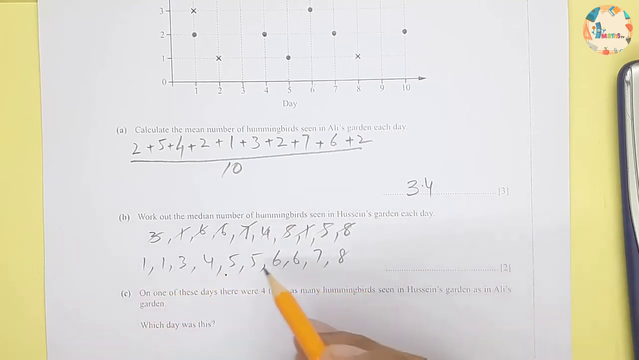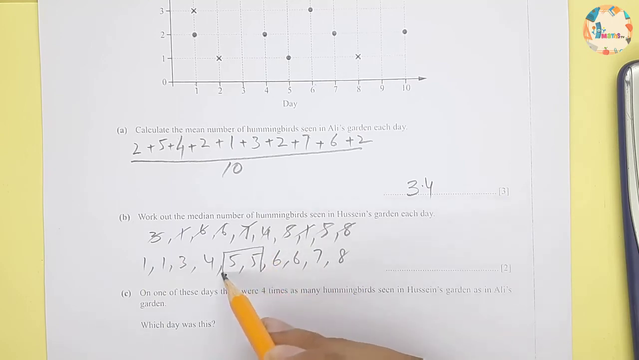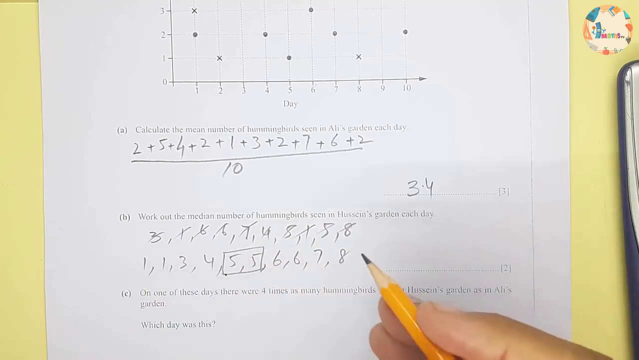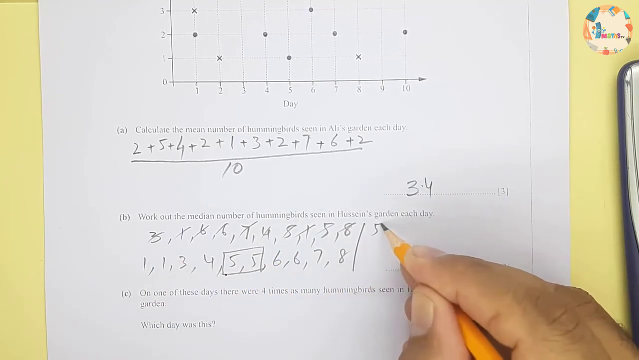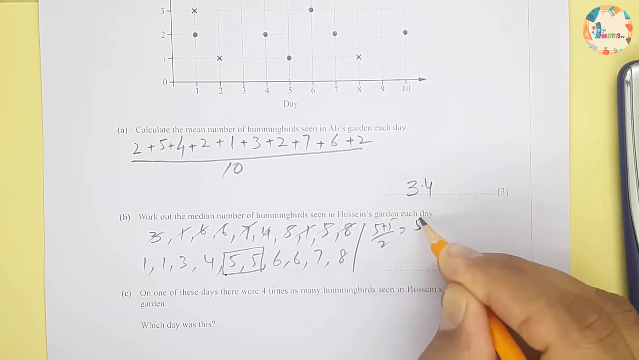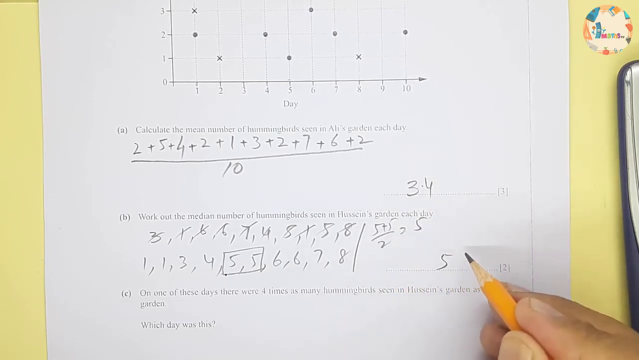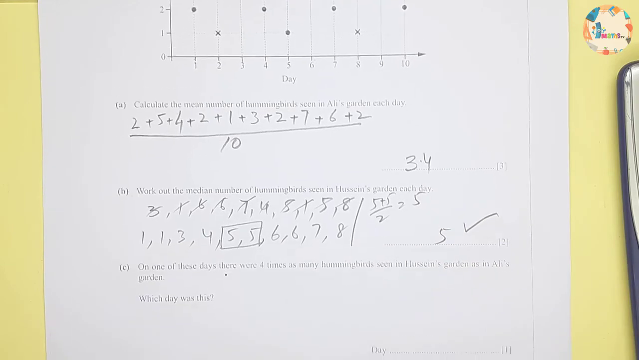So we will be taking the middle 2, and the middle 2 are these two. So 5 plus 5 divided by 2, which will be equal to 5. So 5 will be our median value.